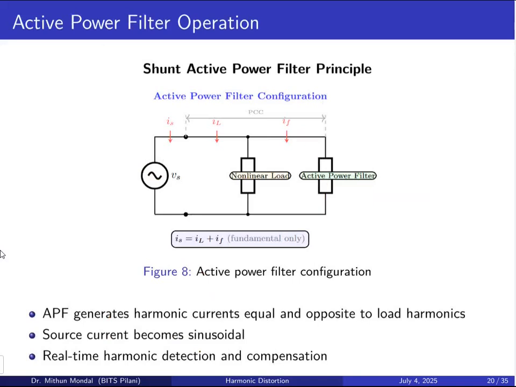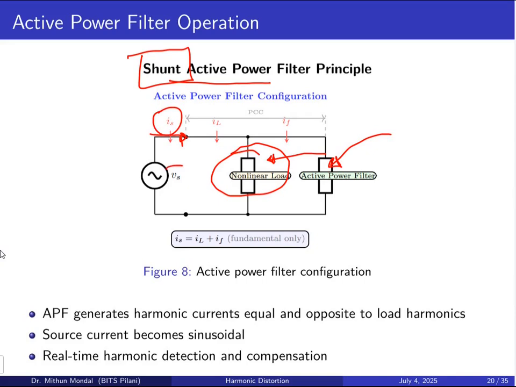Active power filter operation, we can have the shunt active power filter principle, where you have the non-linear nature of the load, and since it is a shunt type, shunt means parallel, so you are putting the active power filter in parallel with the non-linear load. So the current coming from the voltage source, that's the source current, will be distributed between the non-linear load and the active power filter.